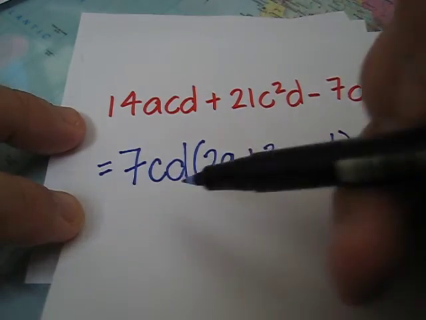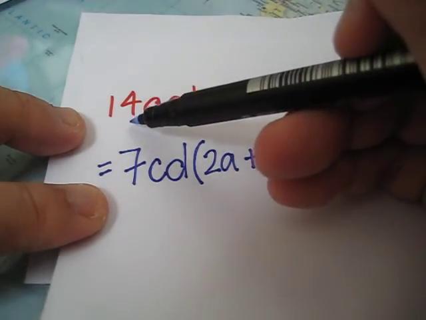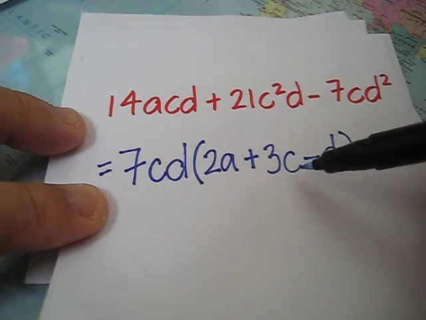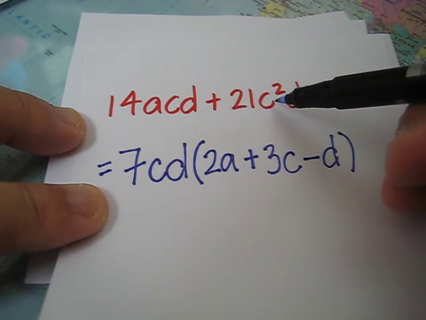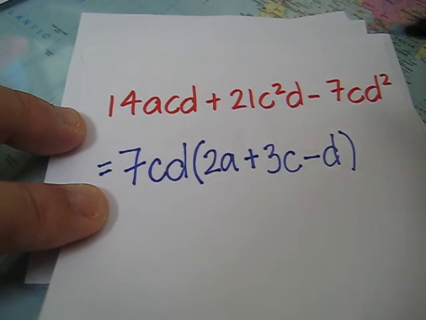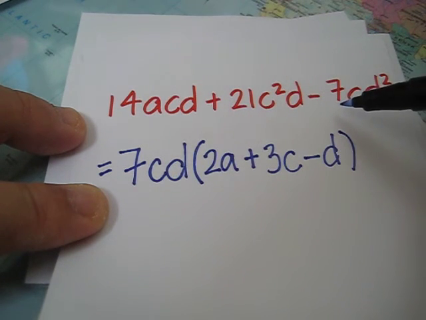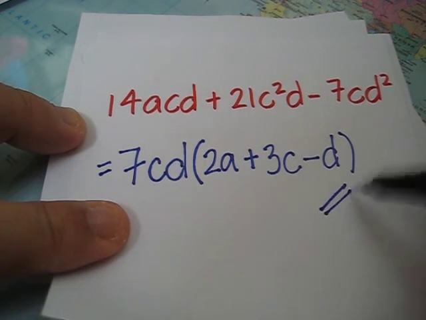Let's check. 7cd times 2a gives us 14acd. 7cd times 3c will give us 21c squared d. And 7cd times negative d will give us negative 7cd squared. Check. There isn't any common factors among the three terms here. Therefore, this is completely factorized.